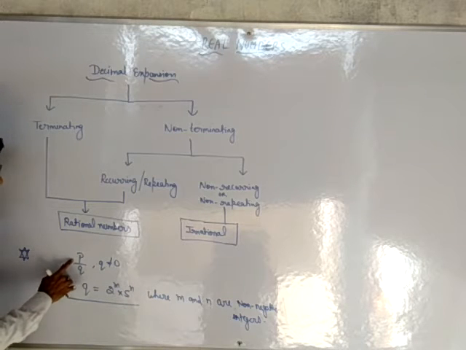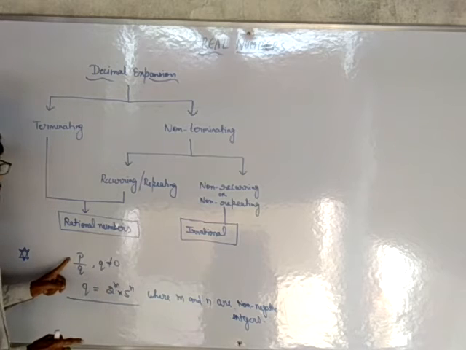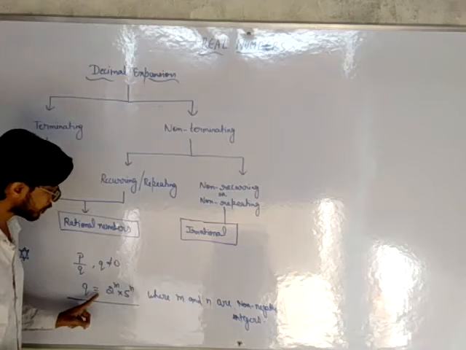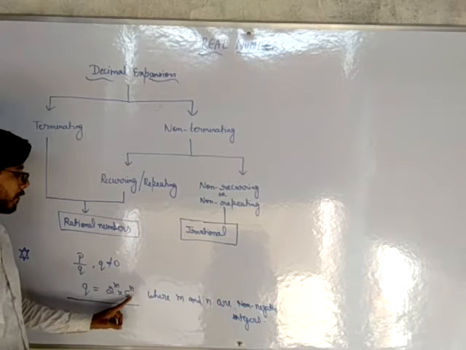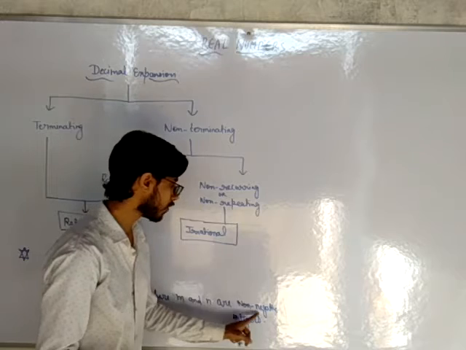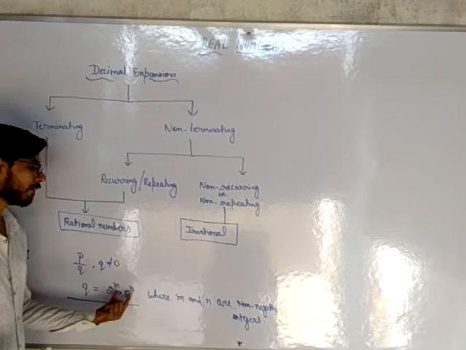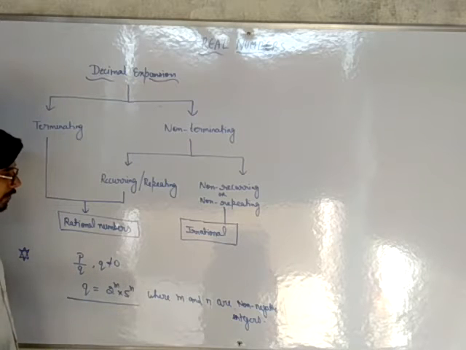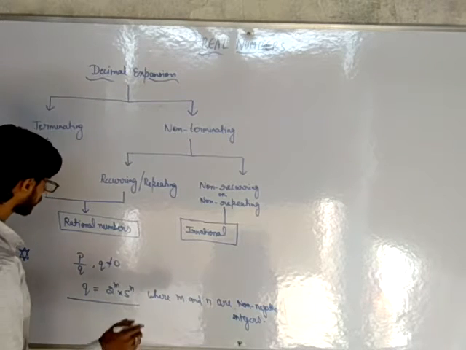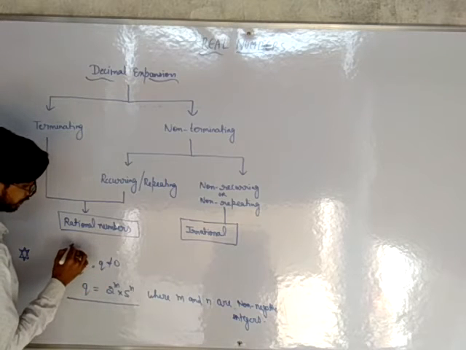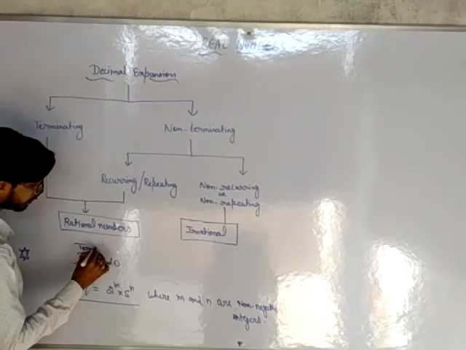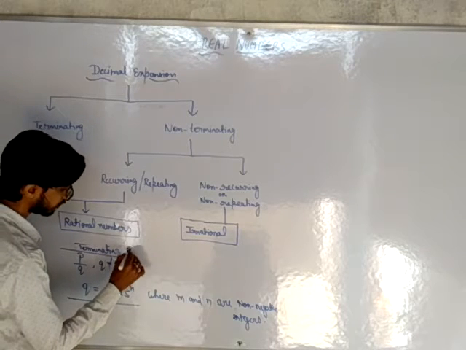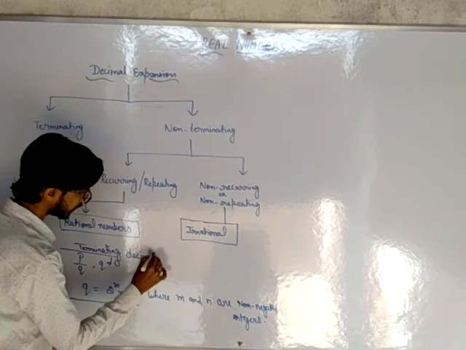If a number is in the form of p by q where q is not equal to 0, it means it is a rational number. And if the rational number's denominator q's prime factors are in the form of 2 to the power m into 5 to the power n, where m and n are non-negative integers, meaning both powers will be positive, then in that case this decimal expansion will be terminating.